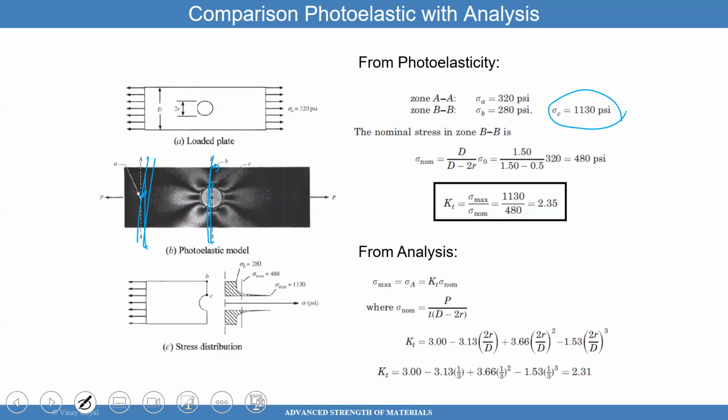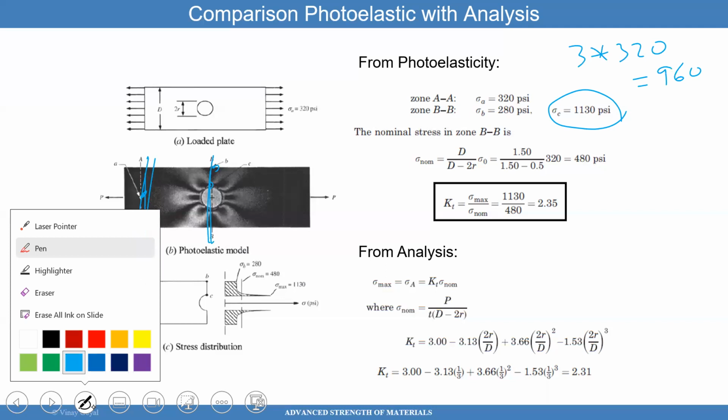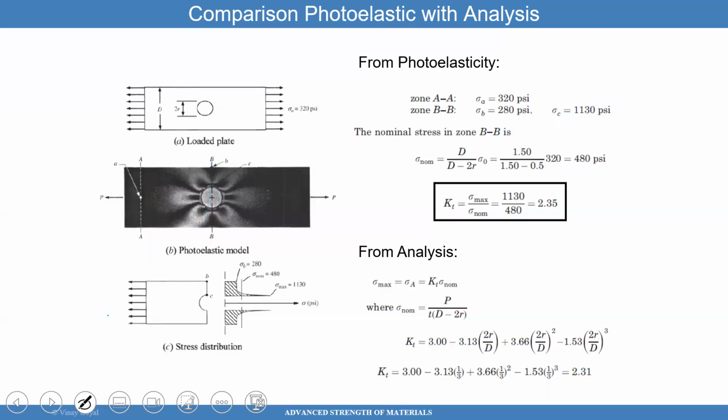It's not actually 3 times 320. You can see here, 1130, which is the stress concentration at the hole, is not 3 times 320 because that's going to be equal to 960. The reason in this case you're not getting a factor of 3 is because now you have finite width. And finite width is going to change what the formula looks like. It's going to change what it is.